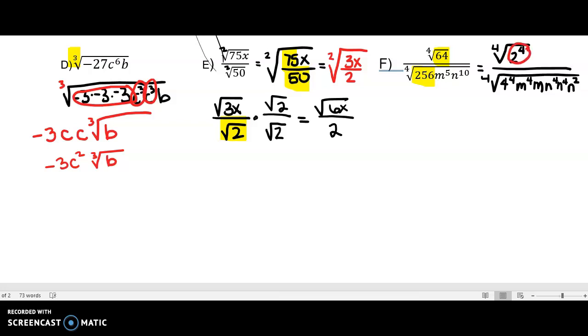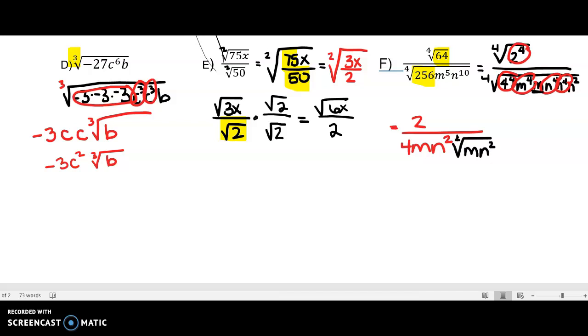So what all is going to come out of the radical? A 2 is. A 4 is going to come out of the denominator. An M gets to come out. An N gets to come out. Another N gets to come out, so that makes that N squared. And what has to stay in this 4th root? I had an M here that has to stay, and I have an N squared that needs to stay.